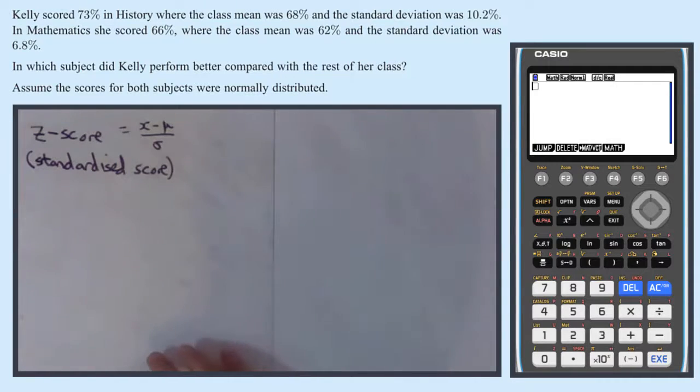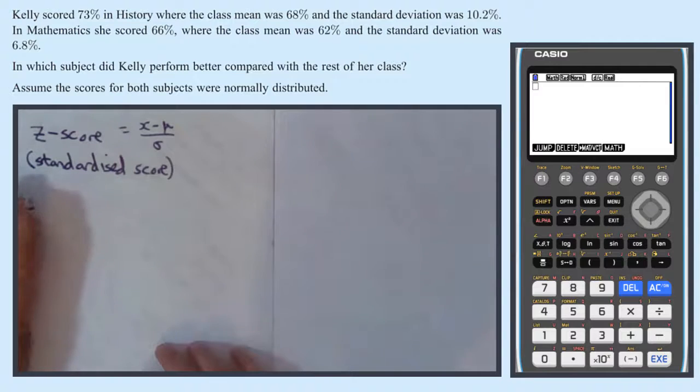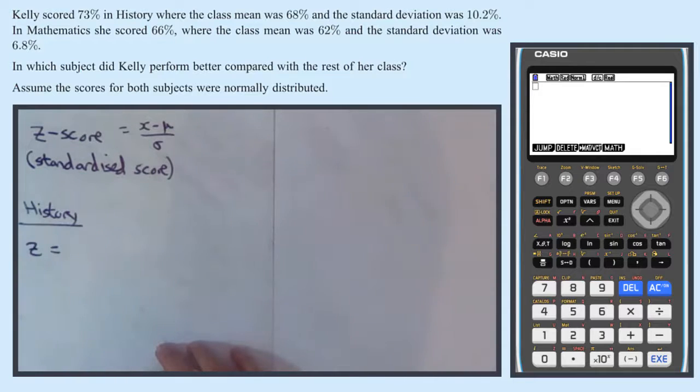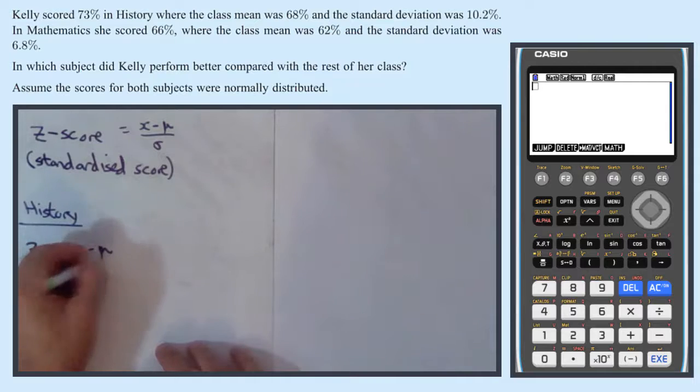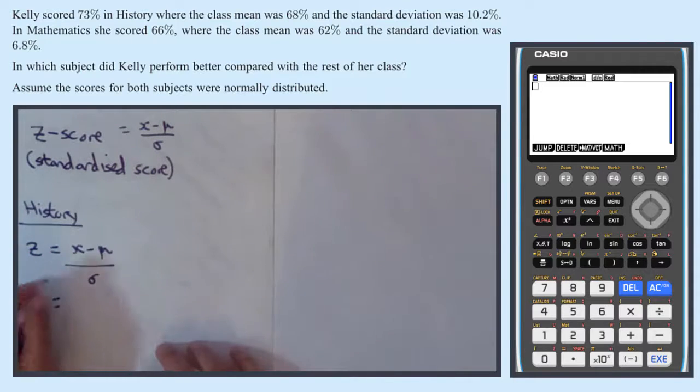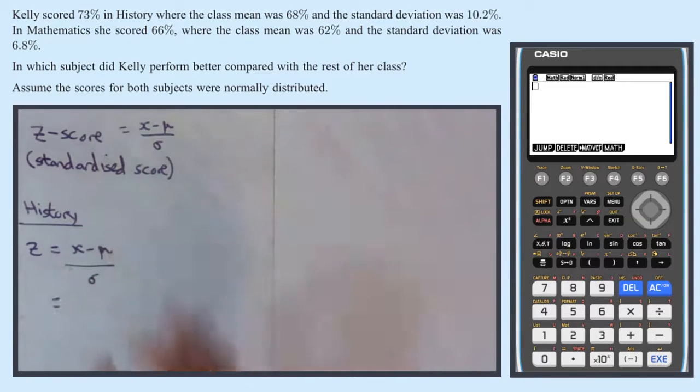Right, so history, her Z score, standardized score, equals x minus mu over sigma. So it's the actual score, take away the mean, over the standard deviation. You see how far it is from the mean and in which direction, and then you divide it by the standard deviation, and that tells you how many standard deviations it is.